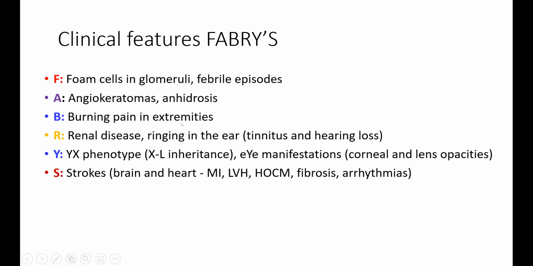B for burning pain in the extremities. R for renal disease and ringing in the ear, which can initially present as tinnitus and can worsen to a hearing loss. The Y you can remember for the XY phenotype, which means the disease is X-linked, and I, you can also remember the I manifestations of corneal and lenticular opacities.